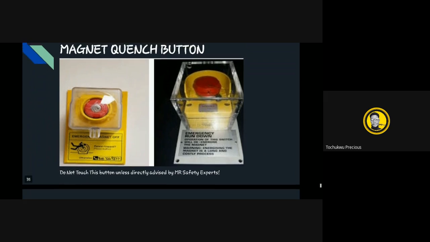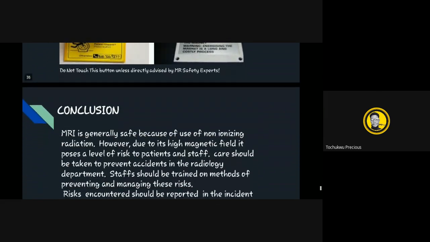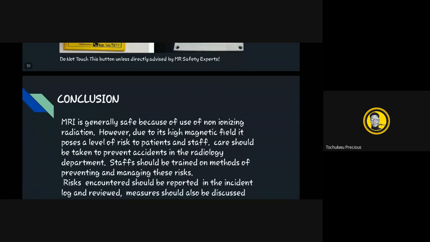And in conclusion, MRI is generally safe because of its use of non-ionizing radiation, and it is safe for pregnant ladies, safe for children. However, due to its high magnetic field, there's a level of risk and care should be taken to prevent accidents in the radiology department.